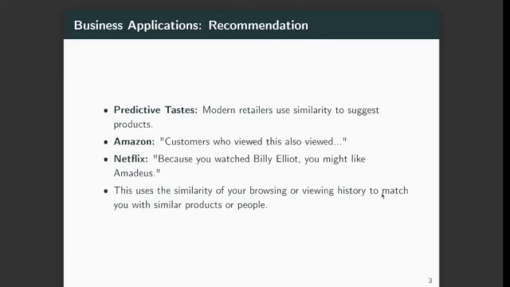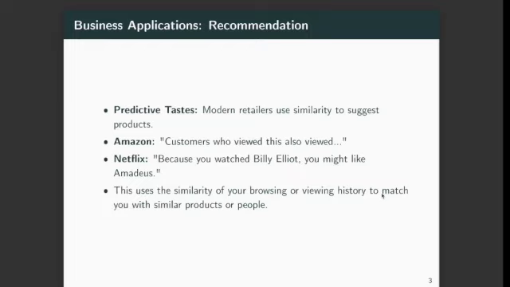So we see similarity is being used a lot in recommendation systems. For example, retailers can use your history to predict your taste. Amazon can tell you that customers who viewed one item will also view another item, and they will try to recommend a new item to you. Or Netflix can say that because you have watched Billy Elliot, you might want to watch another movie that they recommend to you as well.